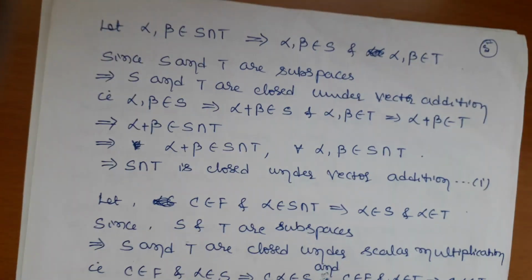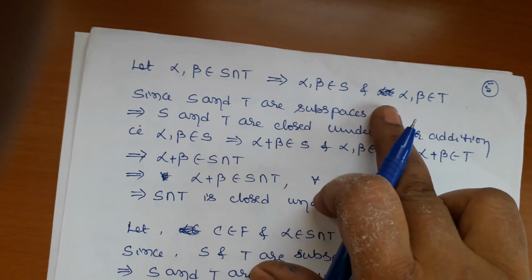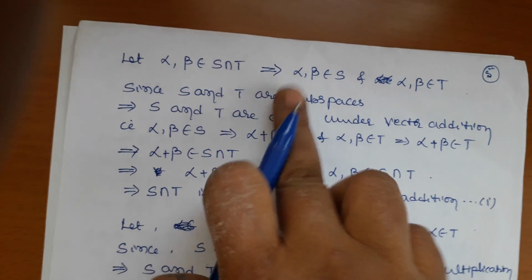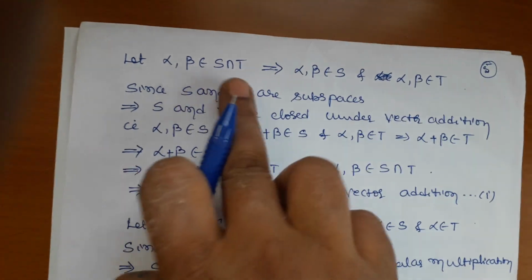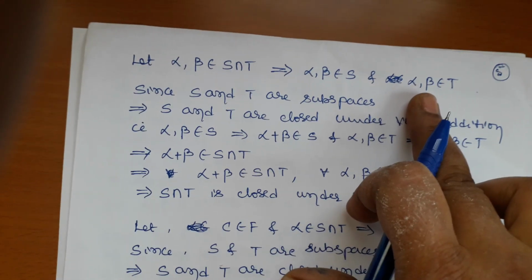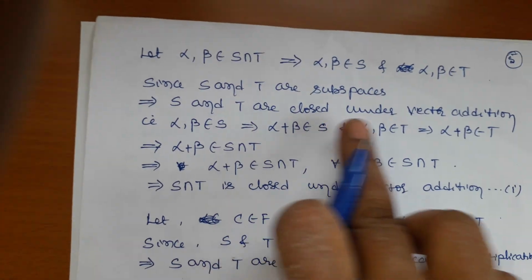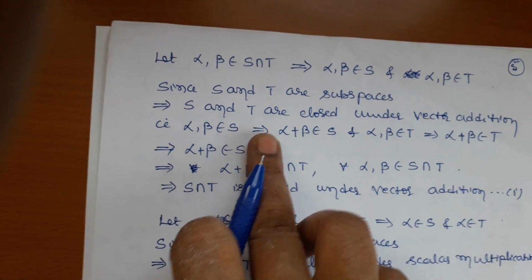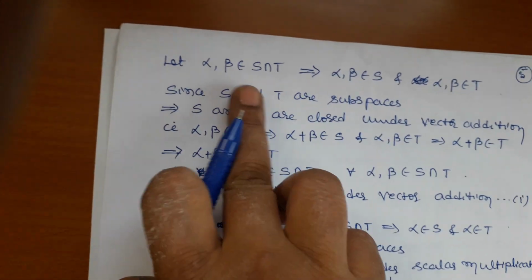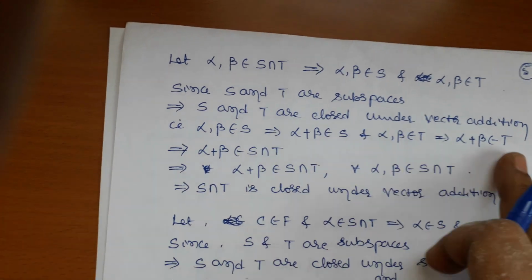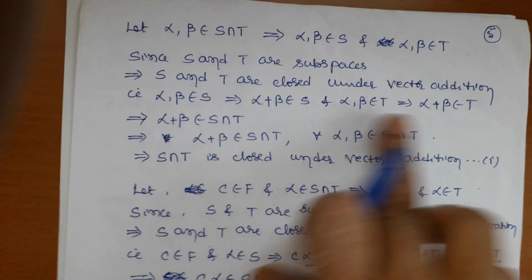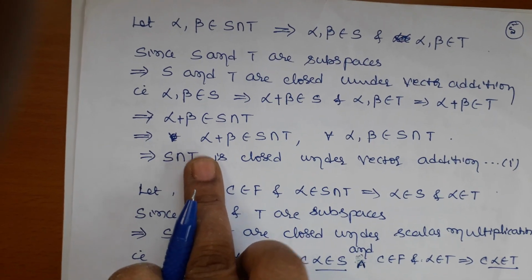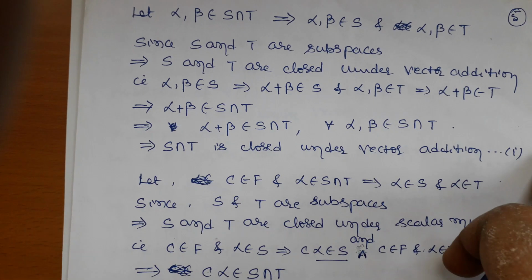Now, first I have to prove that it is closed under vector addition. Therefore, I choose two vectors, say alpha, beta in S intersection T. That implies alpha, beta belong to S, and from the definition of intersection, alpha, beta belong to T. But since S and T are subspaces, from the definition of subspaces, S and T are closed under vector addition. Therefore, alpha plus beta belongs to S and alpha plus beta also belongs to T. Both have it in common, therefore alpha plus beta is in S intersection T. That implies S intersection T is closed under vector addition.